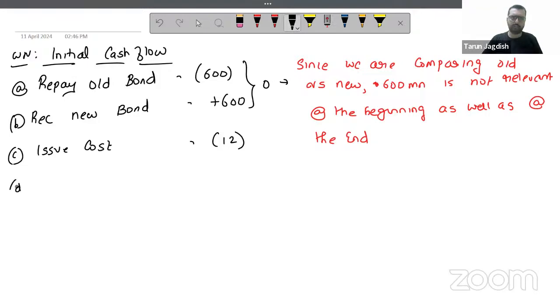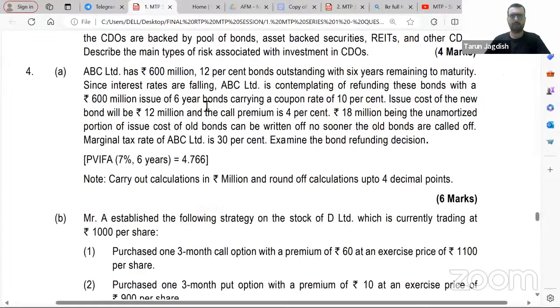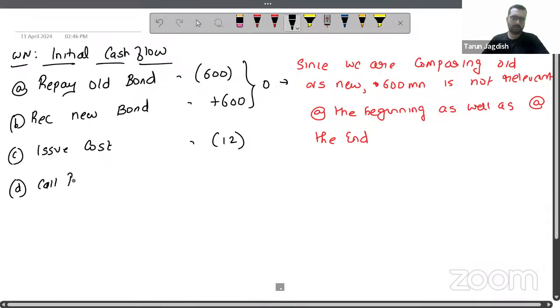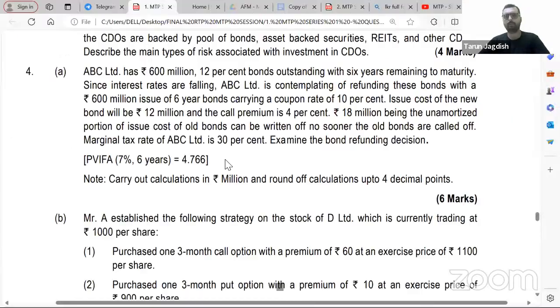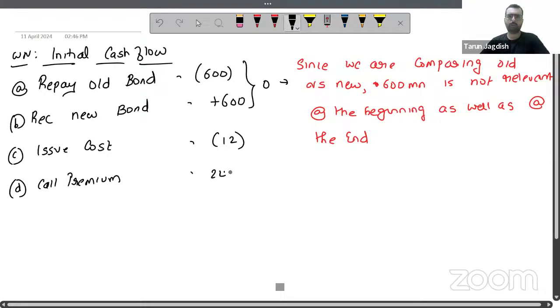12 will go in year 0 itself. Okay, and then call premium will be after tax. How much is the call premium? 4%. So that will be 24. So it will be 24 into 0.7.